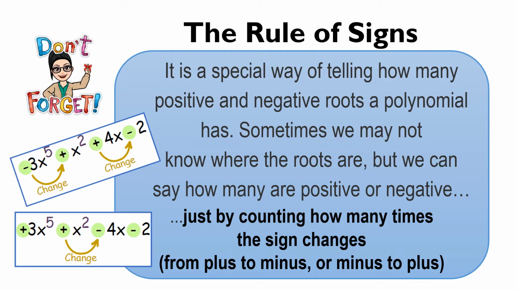Next, let's have the rule of signs. It is a special way of telling how many positive and negative roots a polynomial has. Sometimes we may not know what the roots are, where the roots are, but we can say how many are positive or negative. And that is by simply counting how many times the sign changes from plus to minus or minus to plus.